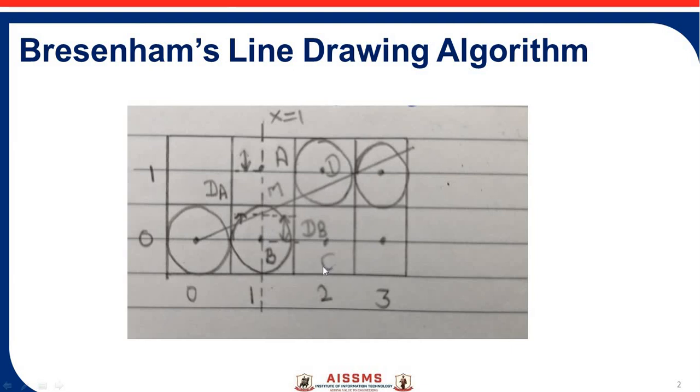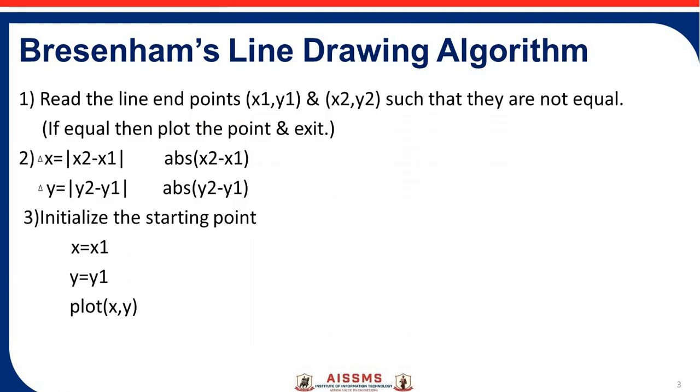The error term or the decision variable calculation is based on the formula E is equal to 2 into del y minus del x. Now we'll discuss the Bresenham line drawing algorithm in detail.